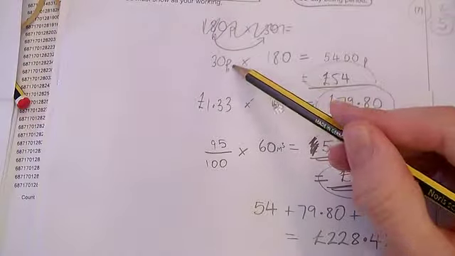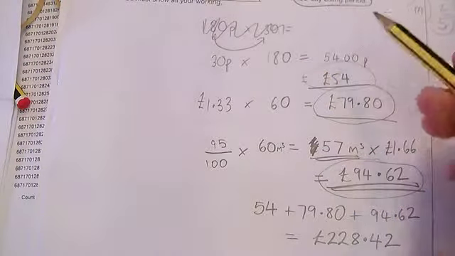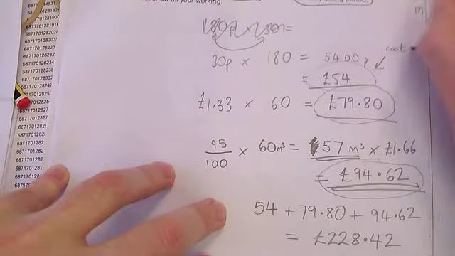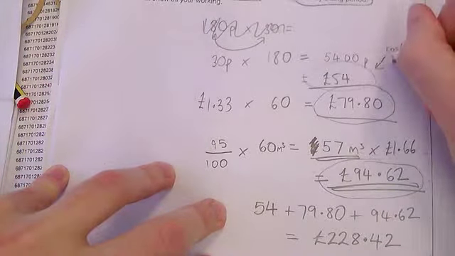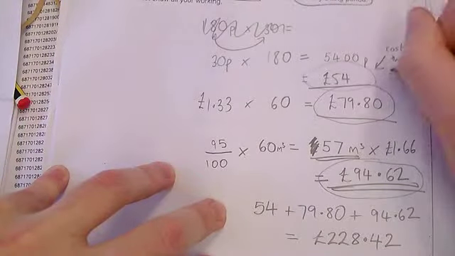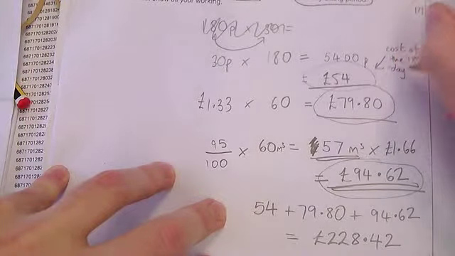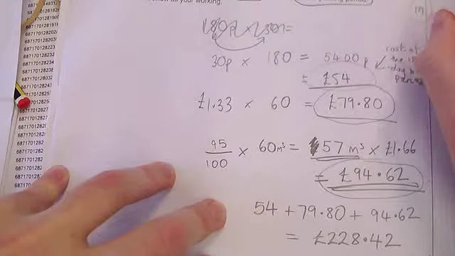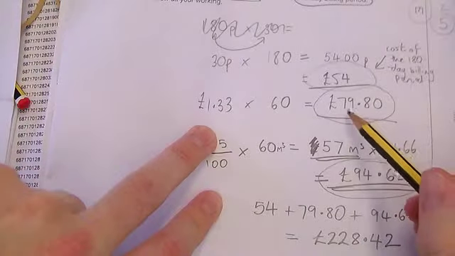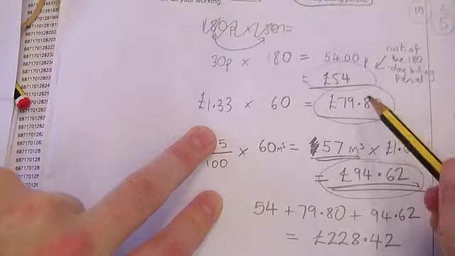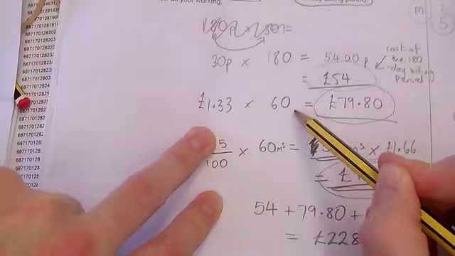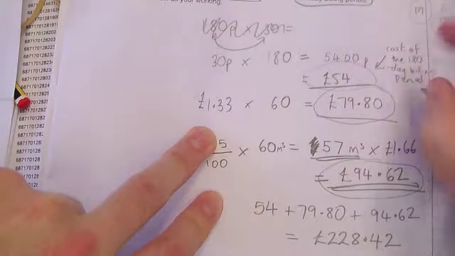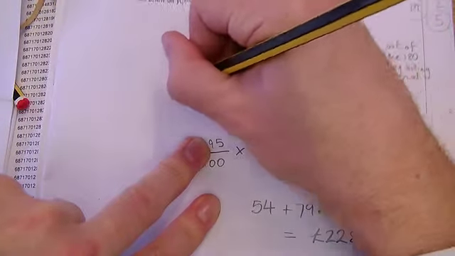Okay, so this 30p times 180-day billing period, I would say that is the cost of the 180-day billing period. What is this £79.80? Well, that came from 133 times 60, and that came from 60 metres cubed of water. So I'm going to write that by here so I've got more space.